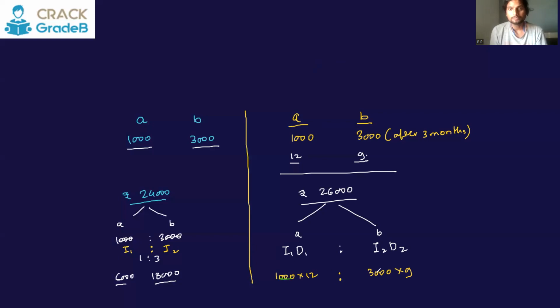If you cancel out zeros, and 3 into 4 times, so 4 is to 9 is the ratio in which A and B should divide their profit. So 4 plus 9 is 13. This 13 is 2,000 times, so this will become 2,000. That is 8,000. This will become 2,000 times 9, that is 18,000. So B should be getting 18,000 rupees. A should be getting 8,000 rupees out of a total of 26,000.